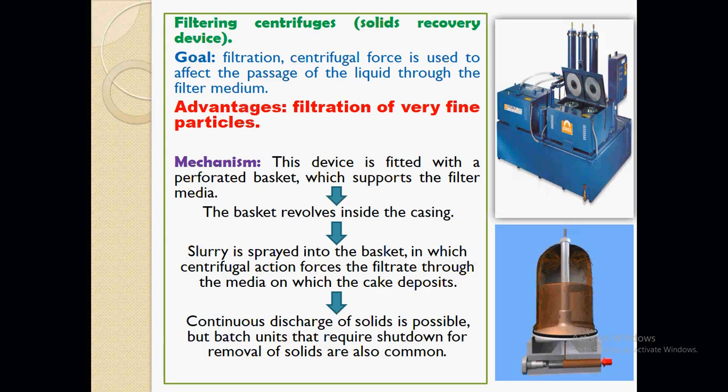This device is fitted with a perforated basket which supports the filter media, and the basket revolves inside the casing. Slurry is sprayed into the basket, and centrifugal action forces the filtrate through the media on which the cake deposits. It is exactly like the centrifugation process you see in the laboratories, but of course on a larger scale in factories, though it is the same idea. Continuous discharge of solids is possible, but batch units that require shutdown for removal of solids are also common. We can shut down and remove the cake, or we can have continuous removal of the cake without shutting down the operation.